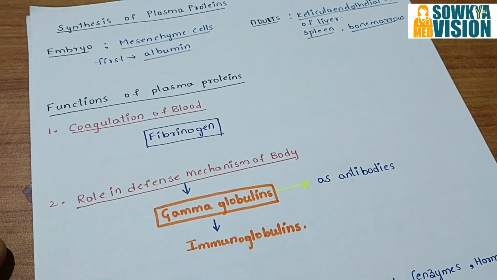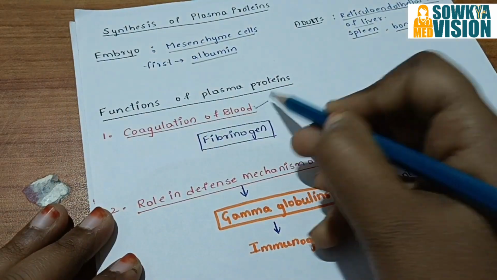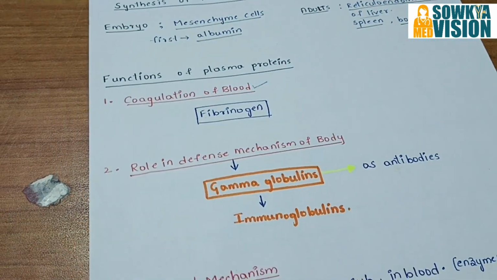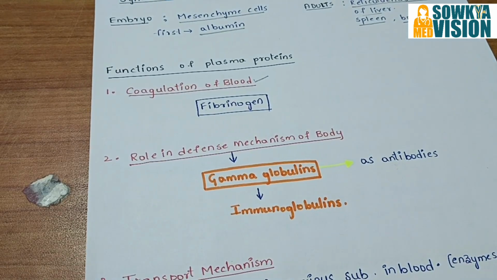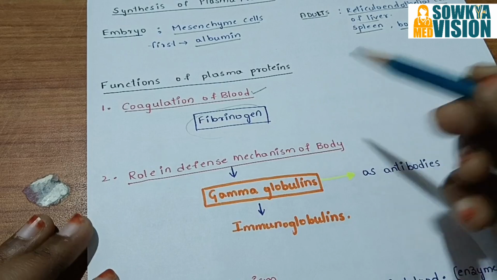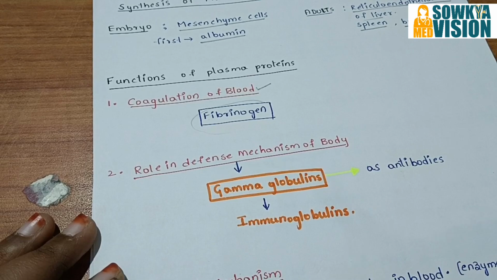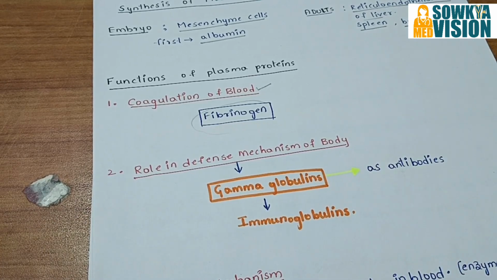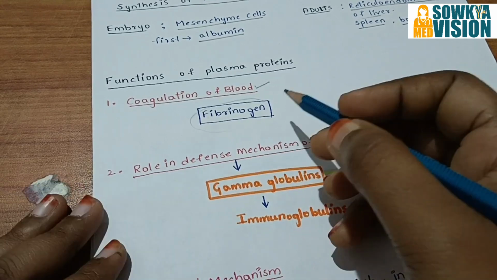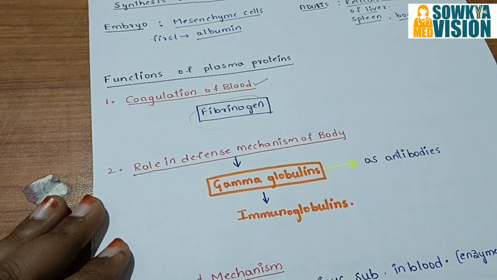And now, what are the functions of plasma proteins? First, coagulation of the blood. What are the plasma proteins? Albumin, globulin and fibrinogen, and the fourth one is prothrombin. The fibrinogen's main function is to coagulate the blood, to clot the blood. The fibrinogen is converted into fibrin in the presence of thrombin, thereafter forming a fibrin thread. This process is known as coagulation.